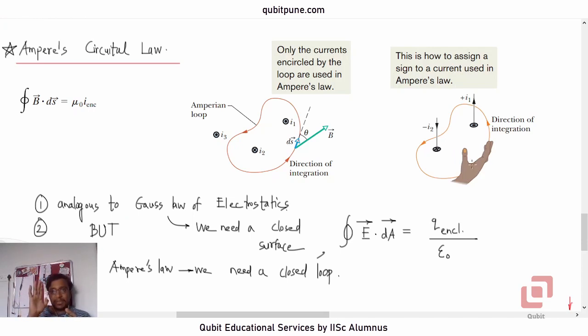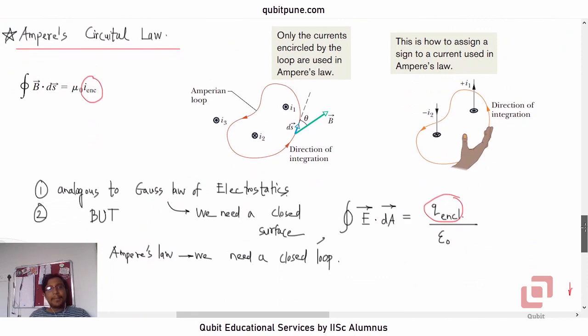The fingers, except the thumb, they point in the direction of the integration. The thumb will then point in the direction of those currents which are considered to be positive. This is how to assign sign to the current used in Ampere's law. Is that clear? Please note that it is the enclosed current, not the net current, just enclosed. This is Ampere's Circuital Law.